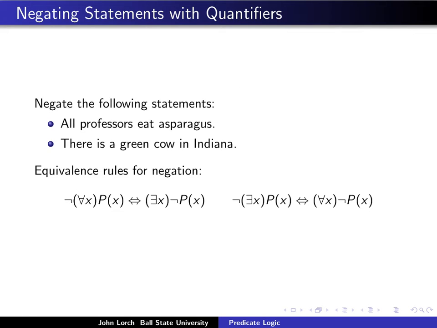Sometimes we would like to negate statements involving quantifiers. Now, if we're left to our own devices using just the English language as a guide, even if we are careful thinkers, it can be difficult to negate some of those statements. However, as we'll see, if we are able to translate those statements into symbols, and if we use certain equivalence rules for negation, then we can accurately negate all kinds of statements involving quantifiers. So to begin, let's look at these two statements.